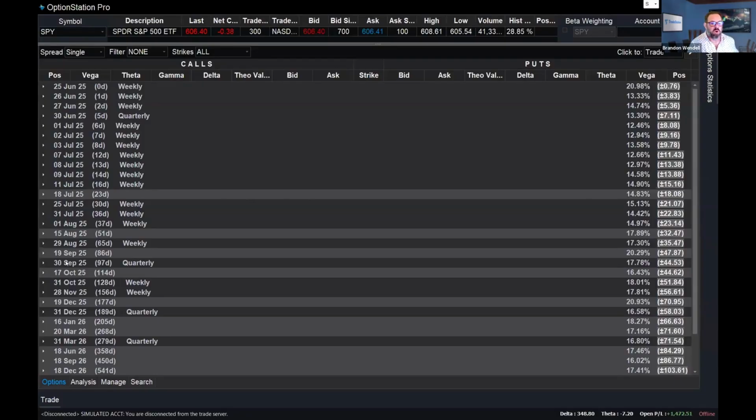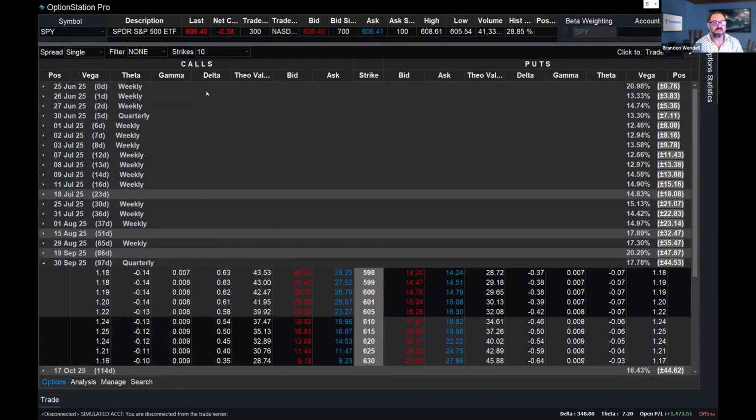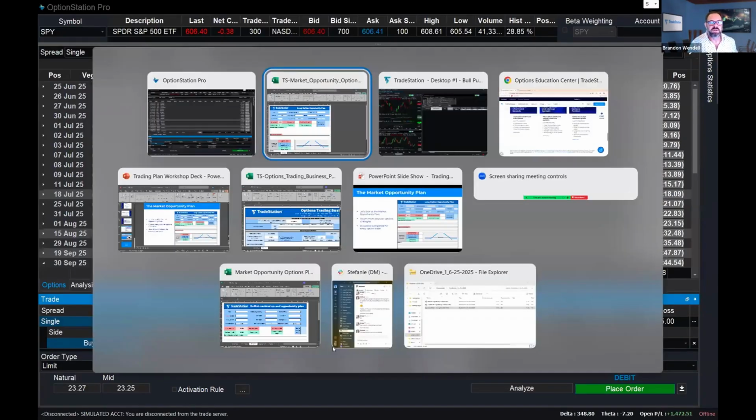And typically, if I'm going long on an option, I want to buy time. So I'll use September 30th, the quarterlies. And we are not going to use all strikes, so use maybe 10. And let's say we're bullish on the S&P. So right now trading about 606. Perhaps I want to buy the 605 call. I can click on that and do the analysis, of course.